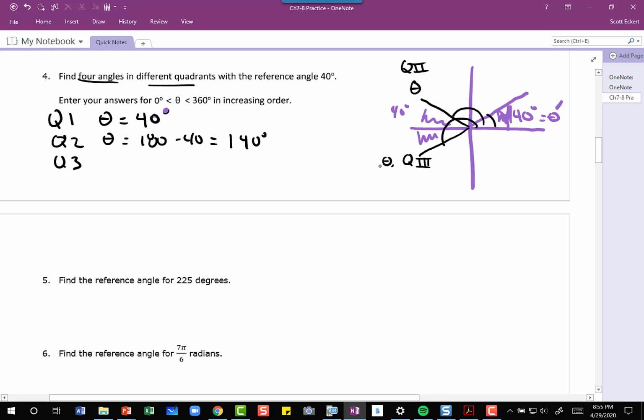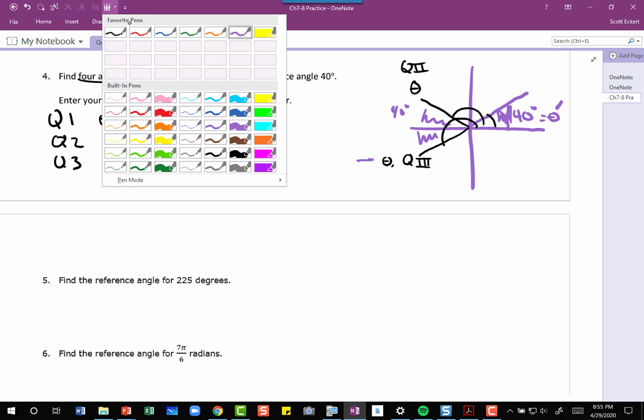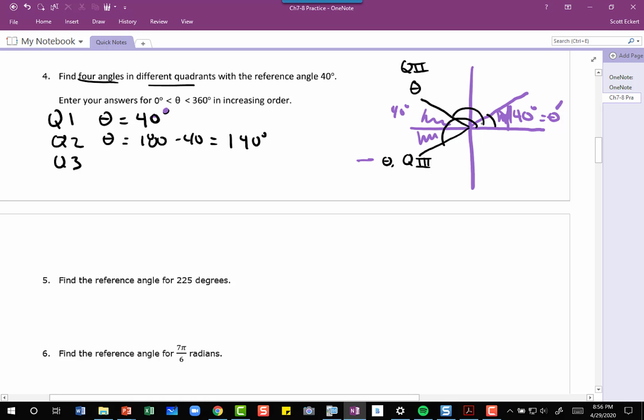So if I want this quadrant 3 angle, it's going to be 180 to get this far, plus this extra little piece, that little purple piece. So that angle will be 180 plus 40, which is 220. And then we will need one more solution.